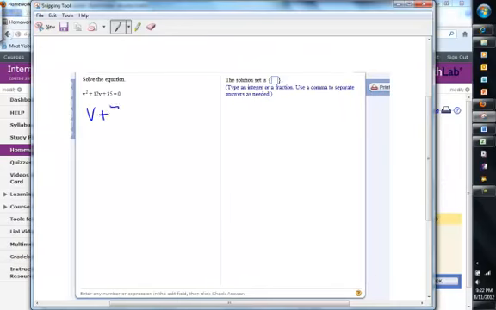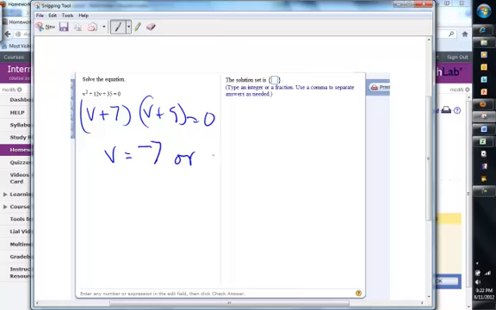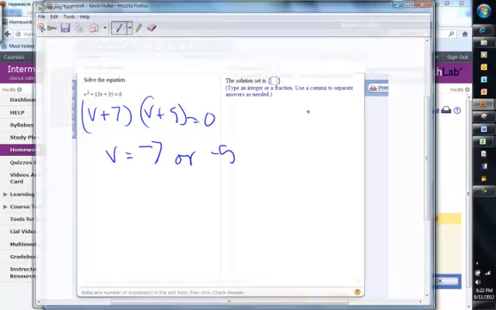v plus 7, v plus 5 equals 0. You could have used your calculator. v is negative 7 or v is negative 5.